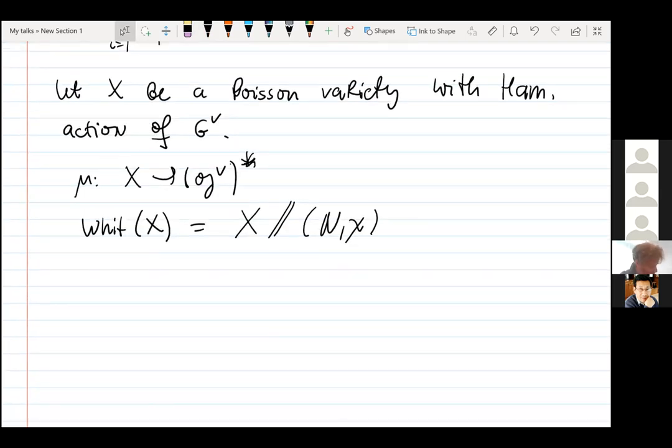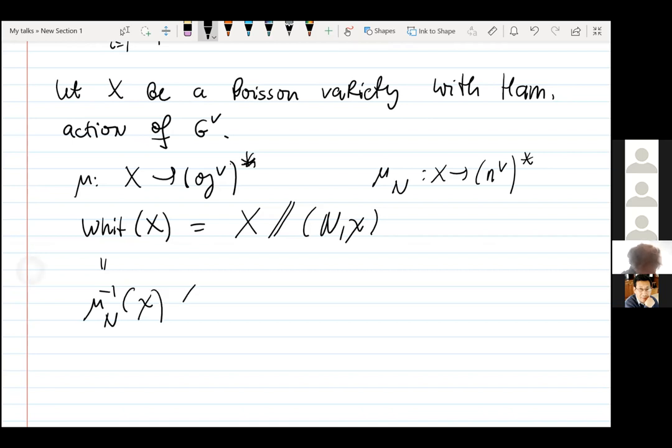And what this means by definition is that you take the preimage of, you take the moment map. This is the moment map for G, but then you can consider the corresponding moment map for N. That will go from X to N-check dual. It's clear that the moment map for N is just the composition of the original moment map and the projection from G-check dual to N-check dual. So you take the preimage of chi under this moment map, and then quotient by N-check. Of course, when you take a quotient, sometimes you might have problems, but in all the nice cases the action is free. And so this is the Whittaker reduction. And moreover, there's a different way to formulate it.